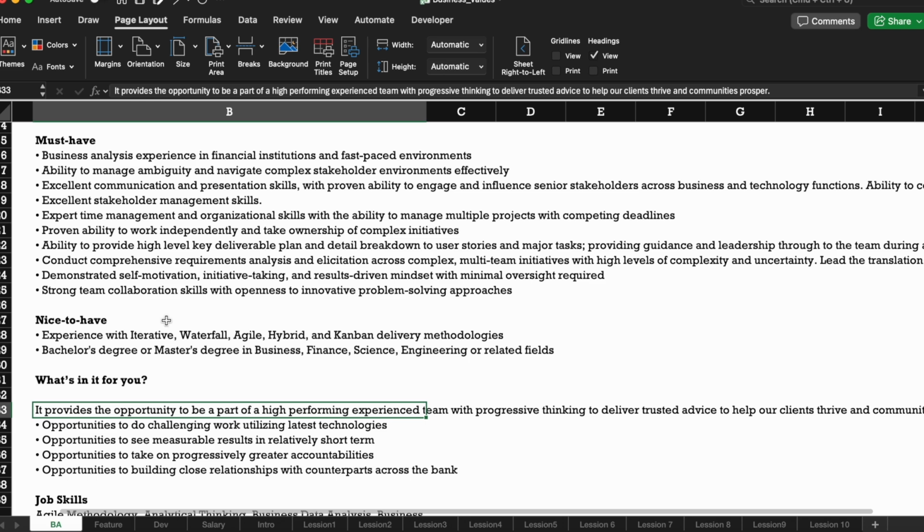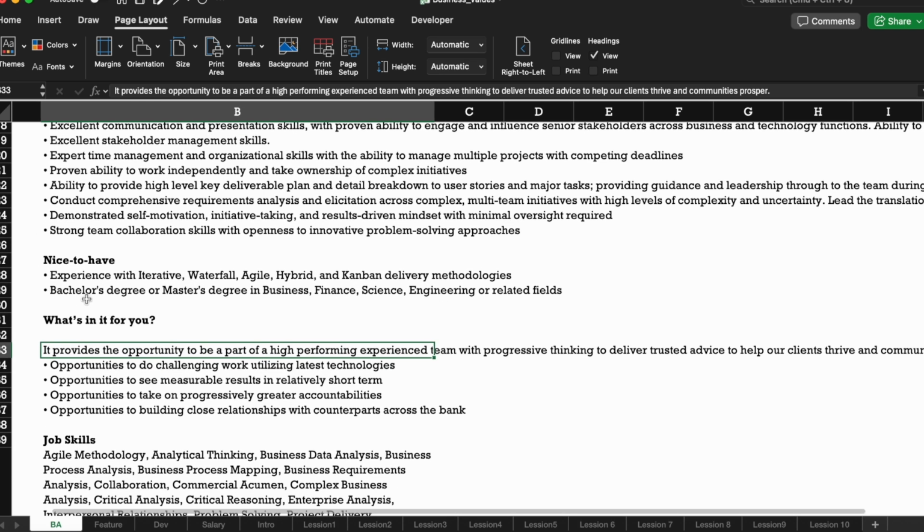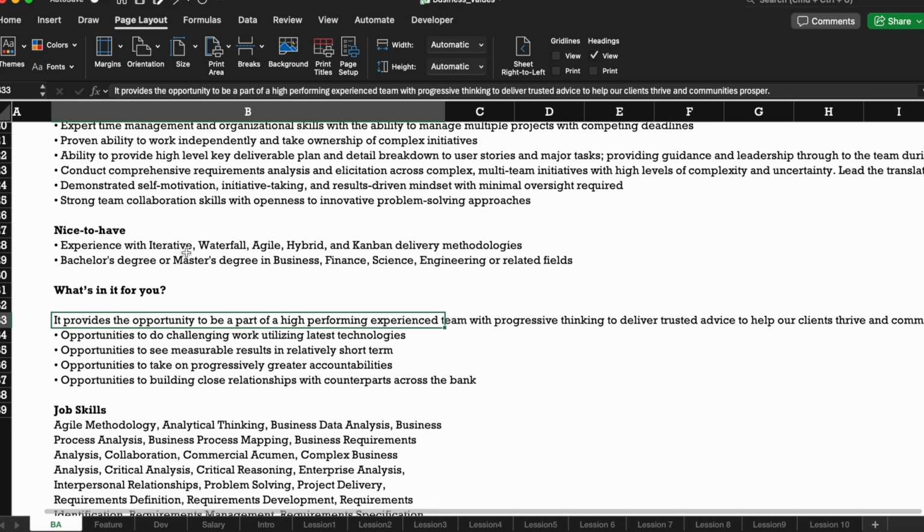If you are wondering what type of education is required, it's nice to have a bachelor degree, but it's not mandatory. If you have a bachelor degree in any sector, that's fine: arts, commerce, business, finance, science, or engineering, anything. And it's nice to have experience with waterfall and agile. These are software development SDLC processes. You'll learn these methodologies in detail, but you need to understand this concept very well.